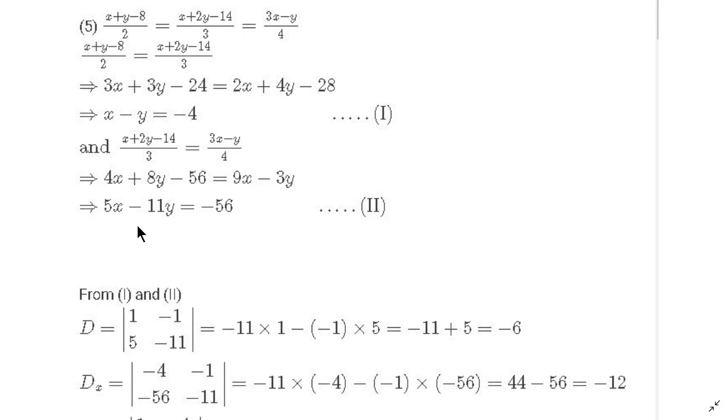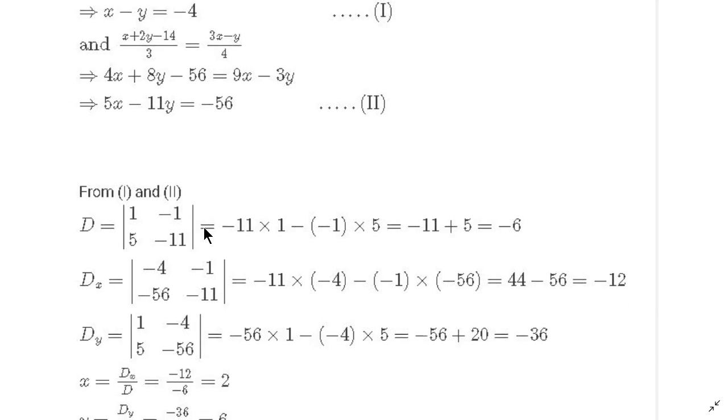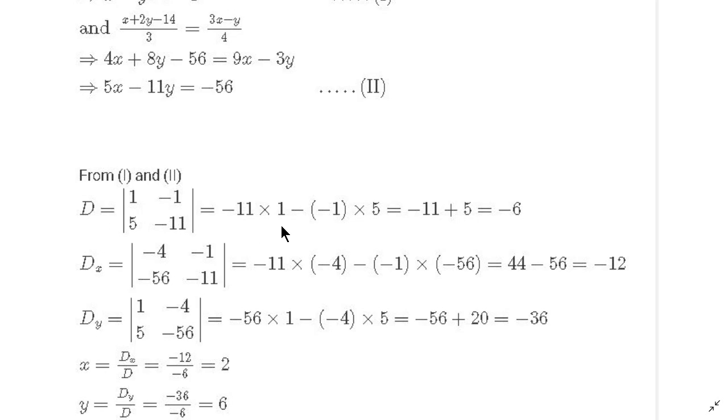This is the second equation: 5x minus 11y is equal to 56. Okay, first we took these two equations, then we took these two equations and found the two different equations. Now we can see these are in our standard format, right? ax plus by is equal to c. Similarly, ax plus by is equal to c. Now we can calculate Dx and Dy, right?